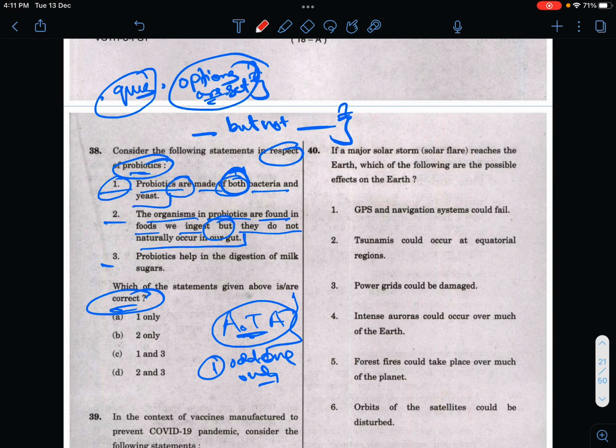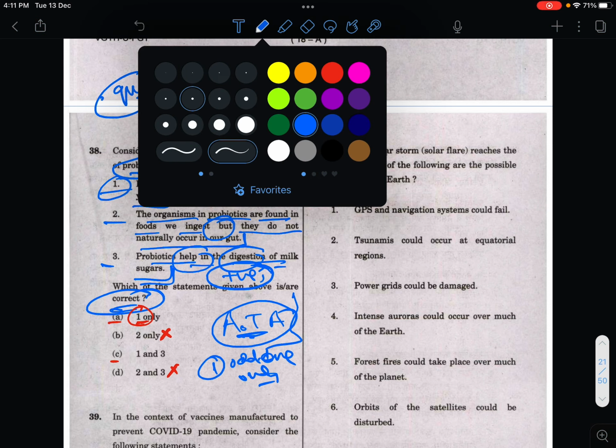So let's say if I eliminate option number 2, I arrive at option number A, option number C. So now I don't have to idly think about 1 at all, because one is correct any which way. Let's look at statement number 3. Statement number 3 says probiotics help in the digestion of milk sugar. Again, this is a positive statement, and it is not extreme either. It says it helps. It doesn't say that probiotics are solely responsible for digestion of milk sugars. So similar heuristic that we applied in the last question, positive statement, and it is not extreme in its connotation. So C makes more sense.